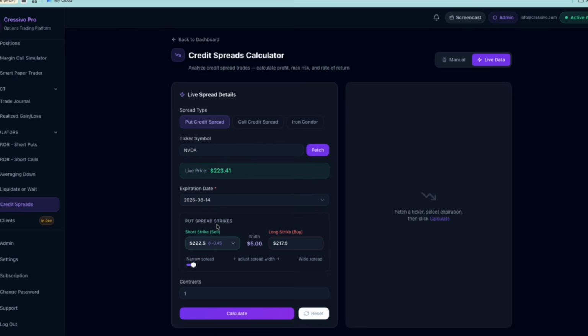Now what I'm building is a put credit spread. And what that means is that I'm selling a put that's underneath where the stock is trading, and I'm buying another put underneath that to give me protection.